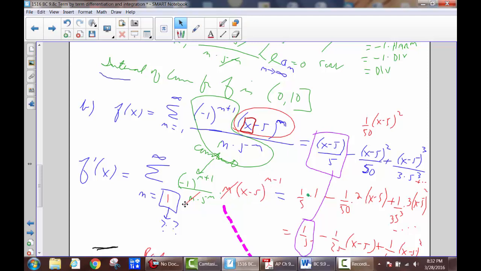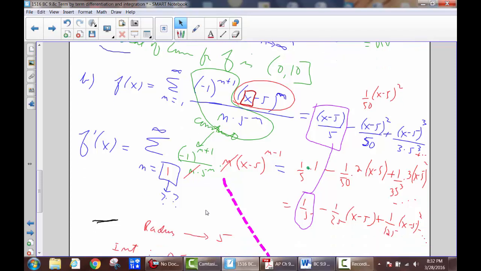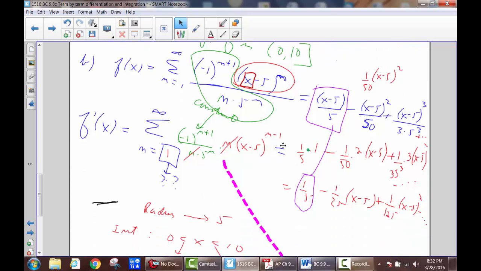The n's cancel, and if you write out the first, from here, not from here, but from here, if you write out the first few terms, notice how I leave this blank. So if I differentiate, that's going to be 1/5 times 1. The next one will be minus 2 over 50, which is 1/25 times x minus 5 to the 1. Then here you'll bring the 3 in front. The 3's will cancel. You'll be left with 1 over 125, x minus 5 squared, etc.